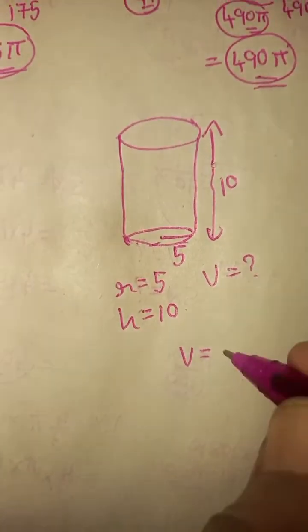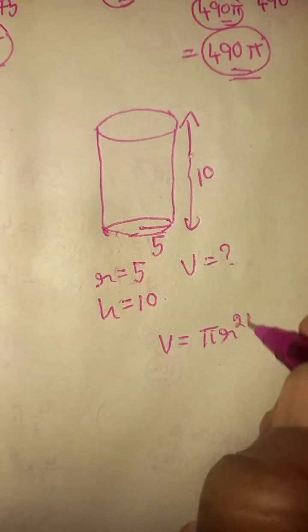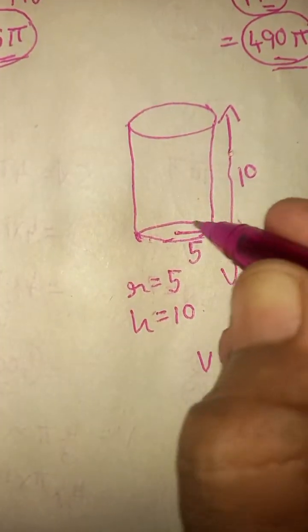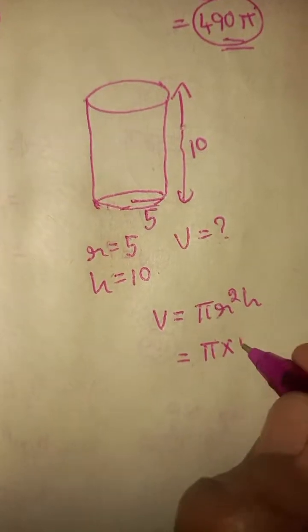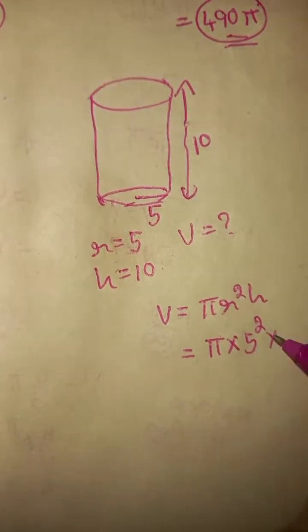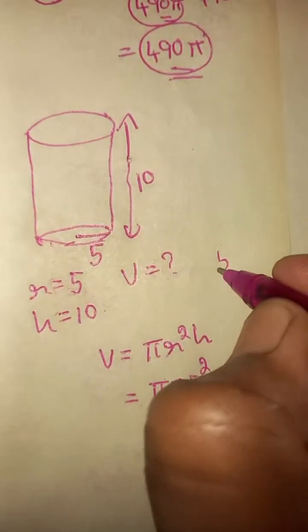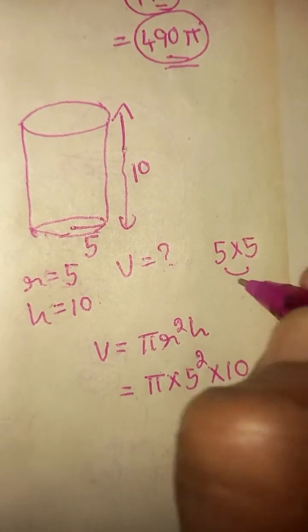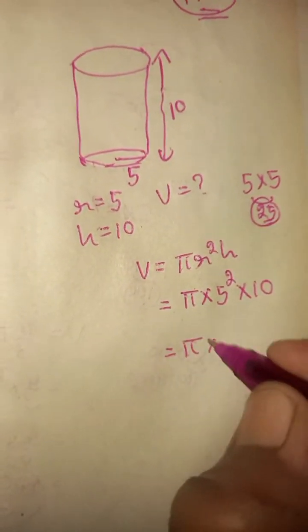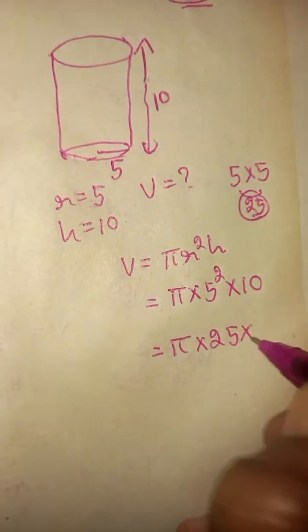The volume of a cylinder is the same, pi r square h. So this is going to become pi times 5 square, since the radius is 5 units, times the perpendicular height, which is 10 units. 5 square means 5 times 5, which is 25. This is nothing but pi times 25 times 10.